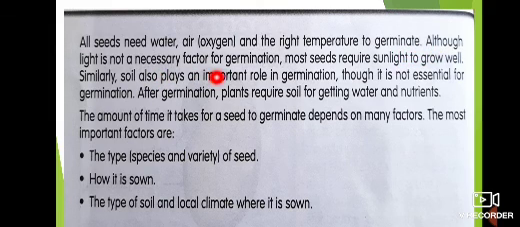Although light is not a necessary factor for germination, most seeds require sunlight to grow well. Yes students, light is not a necessary factor initially. But after some time, when it converts into a sapling and comes out, it needs light because it makes food, or prepares food, in the presence of sunlight. And this process is known as photosynthesis.